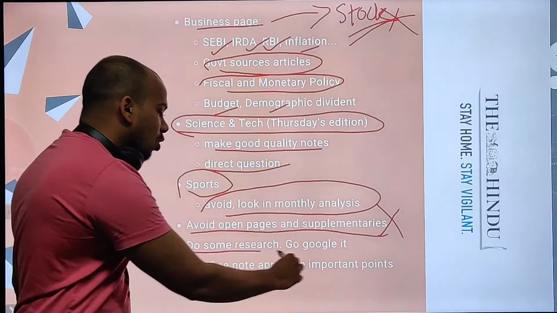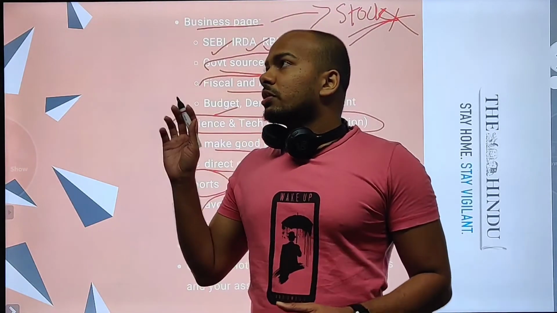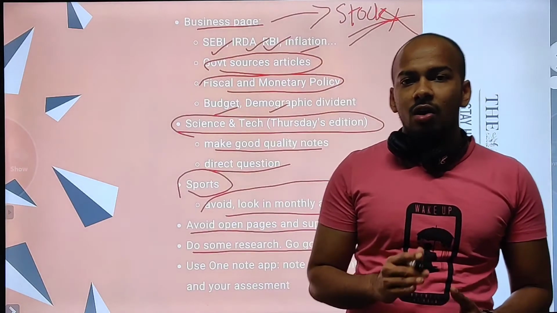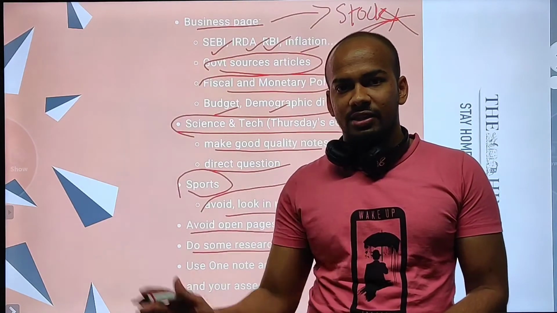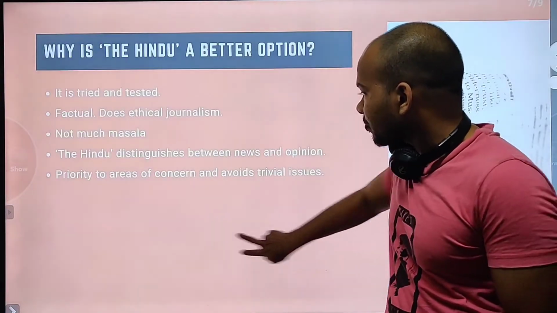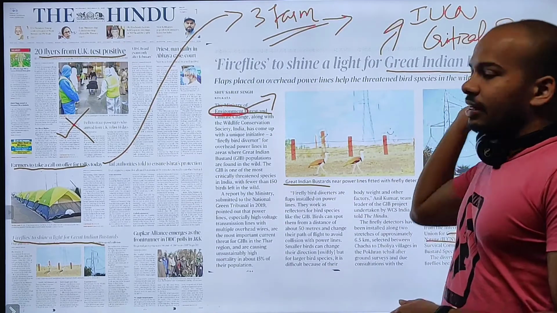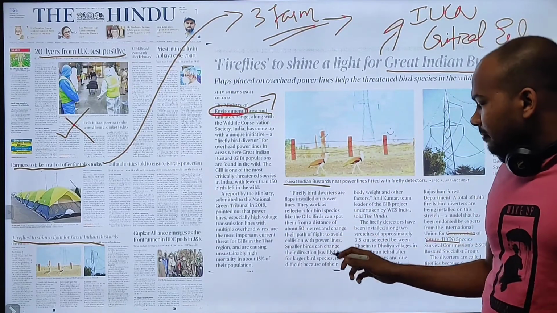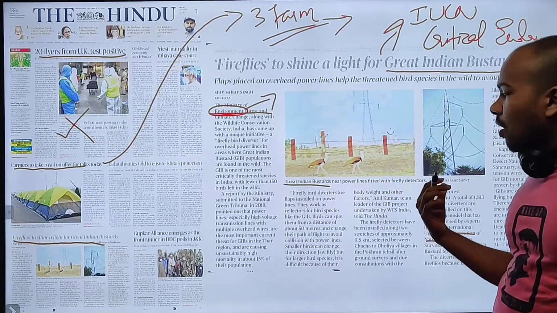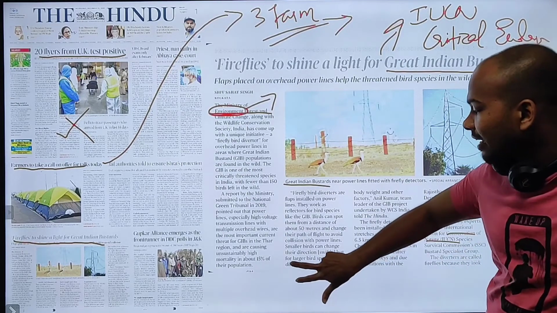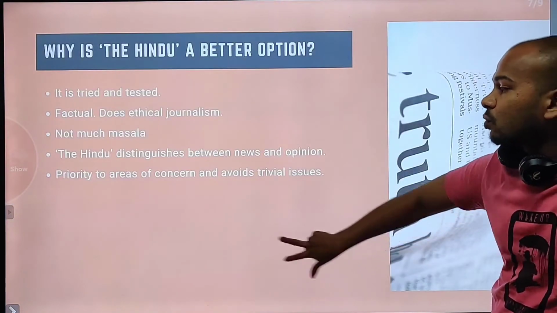And do some research, go Google it. Every time you read the newspaper, there are going to be certain articles which do not completely talk about an issue. For example, see here itself, about the Great Indian Bustard. In this case, its IUCN status and everything might not be mentioned. So in that case, what do you need to do? You have to research.